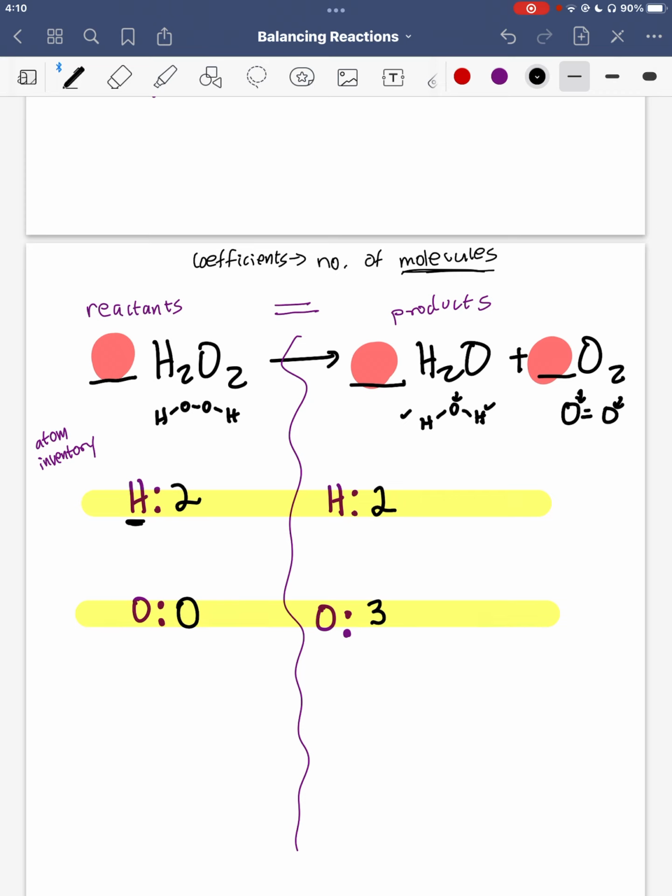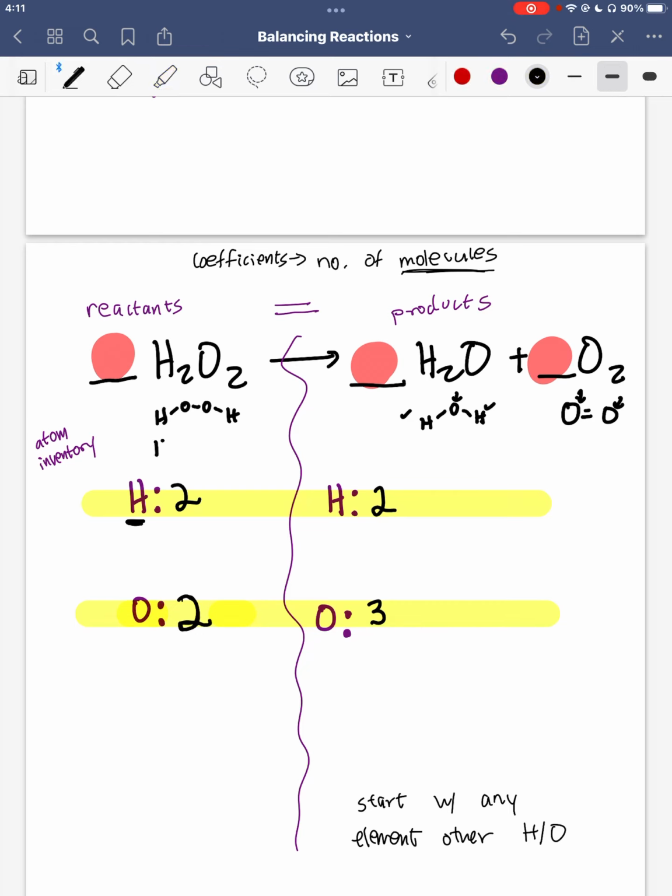All right, so generally I want to start balancing with any element other than hydrogen or oxygen. But in this case, hydrogen and oxygen are the only elements I have, so I'm going to start with the one that's not balanced. I see oxygen is not balanced, and this should be, I'm so sorry, this should be a 2, not a 0. So I see oxygen is not balanced, and I see that I need more oxygen atoms on the left.